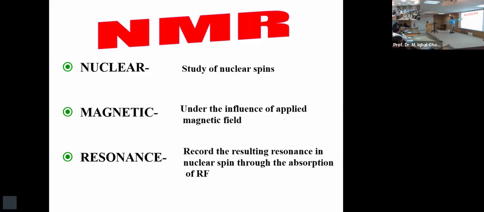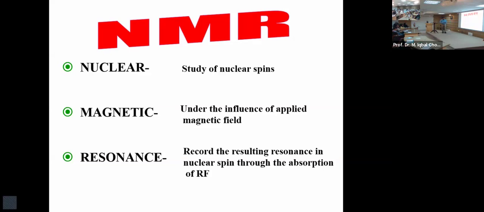Nuclear spin was a new idea. Placing them in a magnetic field was a novel idea because you can only record the absorption of radio frequency when it resonates. And when it's resonating, then radio frequency is absorbed, and that radio frequency can be measured. And therefore, the name is extremely important: nuclear magnetic resonance spectroscopy.